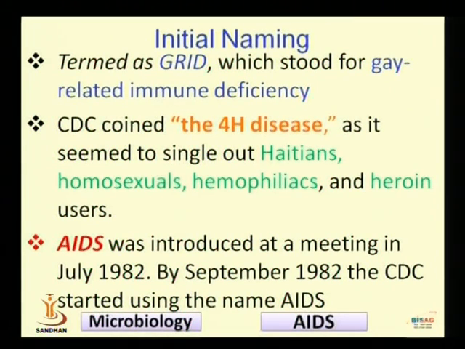However, in a meeting in July 1982, the name AIDS was coined and introduced, and by September 1982, the CDC started using this name, AIDS. So this was how the name AIDS became prevalent, and it was given to a condition where immune deficiency arose due to infection by a particular virus. That virus is known as the HIV virus.